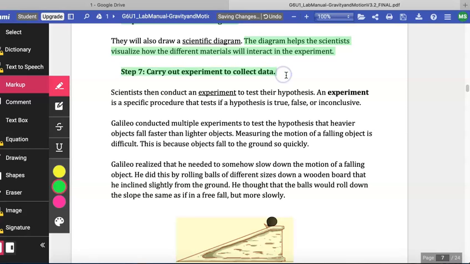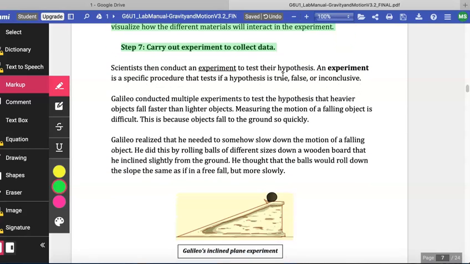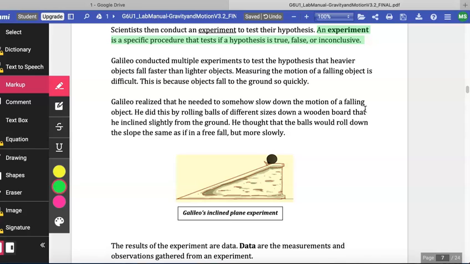Step 7. Carry out the experiment to collect data. Scientists then conduct an experiment to test their hypothesis. An experiment is a scientific procedure that tests if hypotheses are true, false, or inconclusive. Galileo conducted multiple experiments to test the hypothesis that heavier objects fall faster than lighter objects. Measuring the motion of a falling object is difficult. This is because objects fall to the ground so quickly.